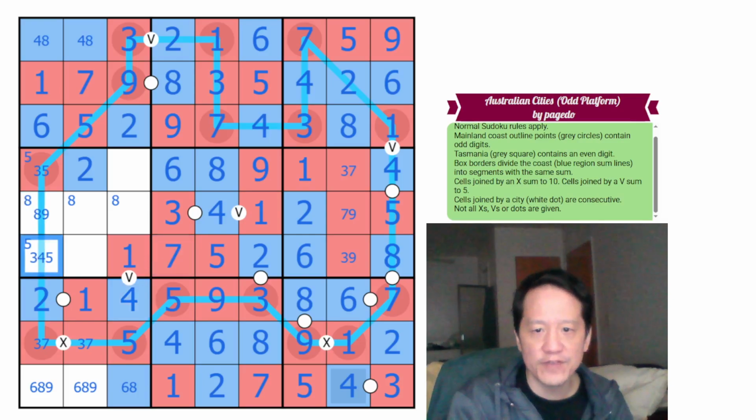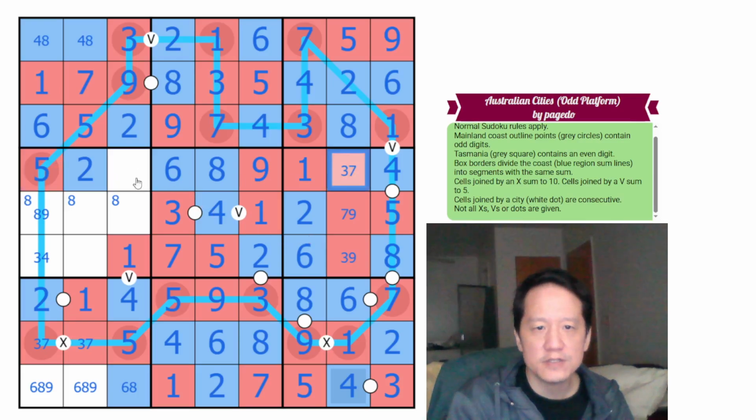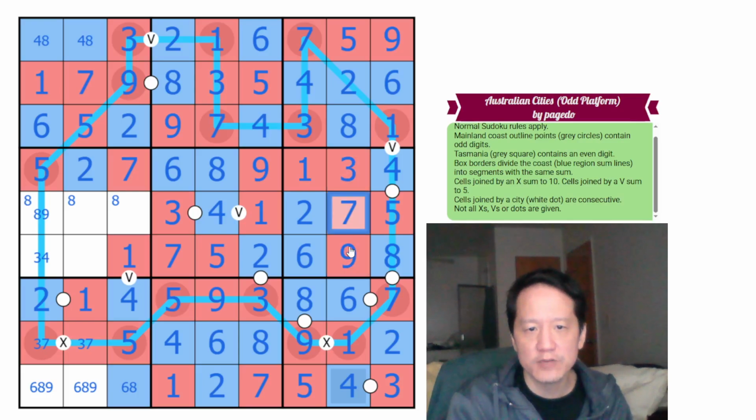This cannot be 5 anymore. Where is the 5 in column 1? It has to be here. So this is a 5. This is also an odd digit, and it has to be 3 or 7. But it can't be 3 because of that 3, so it must be 7, which makes this 3, which makes that 9, which makes that 7.